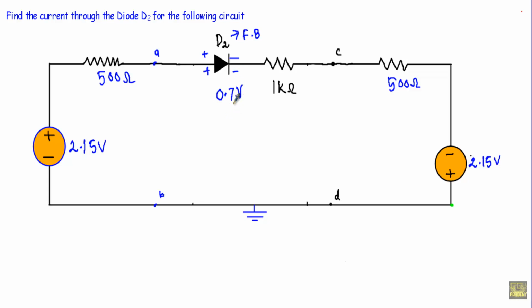Now what will be the current through this diode D2? See, this will be a total series circuit as the diode is in forward bias. So the current in the circuit will be the current through the diode D2. Let's say that is our current I2. Now I will replace this diode D2 with a 0.7 volt source. Okay, see, I have replaced the diode with 0.7 volt source.